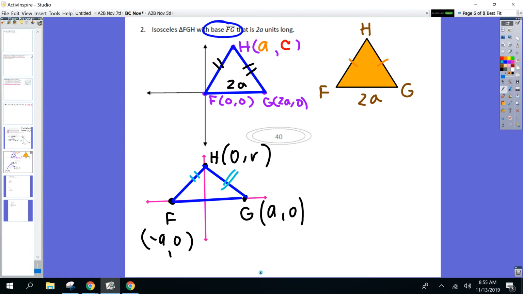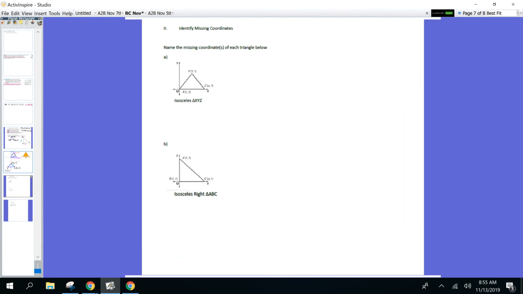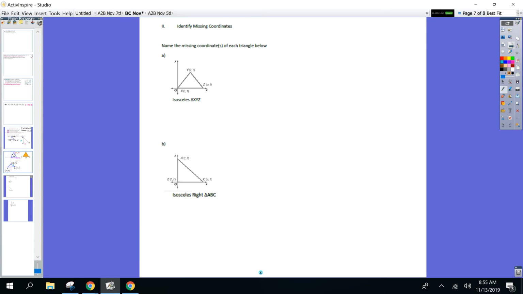Okay, any questions? All right, now all I'm going to do, I just want you to work on A and B right now in your group. Find the missing coordinates. And make sure, again, you communicate with each other, because if your number comes up, your group is up. A and B only. Do not go on to part C. A and B only.